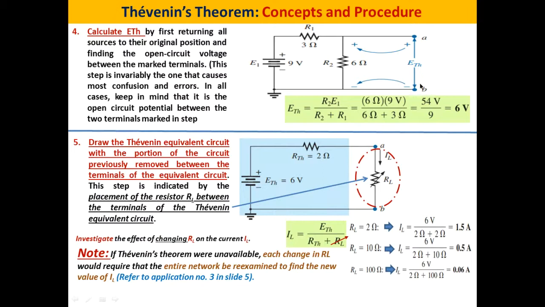So here VAB is E Thevenin, which is found to be the voltage across R2 in this particular example. So we have to calculate VR2, which is equal to E Thevenin, using the voltage divider rule. It is 6 volts. Once we get E Thevenin and R Thevenin, we replace all this part by its Thevenin equivalent circuit, and then we can reconnect the R load and study the effect of changing R load on the current going into the load. This is a very good example to explain the procedure and the concept of Thevenin's theorem.